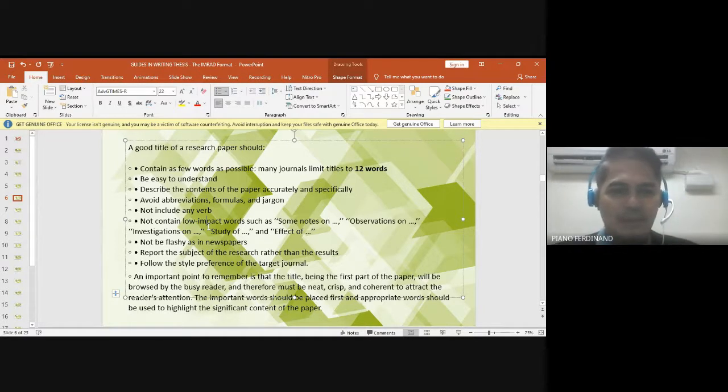Report the subject of the research rather than the results. Okay? Wag po dapat ma-reveal yung results agad doon sa title pa lang. So parang mawawalan kasi ng excitement kung ano yung mapapala or natutuklasan ng mga readers kung reflected na kaagad sa title yung resulta ng inyong research.